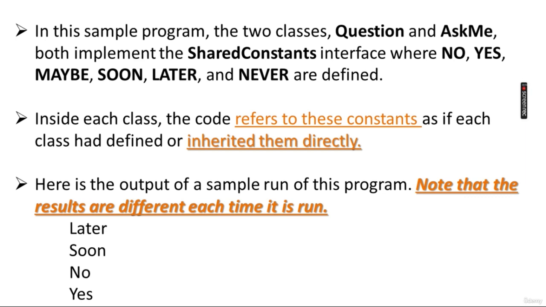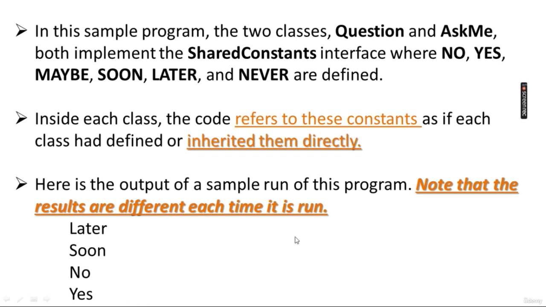In this program, the two classes Question and AskMe both implement the shared constant interface where no, yes, maybe, soon, later, and never are defined. Inside each class, the code refers to these constants as if each class had defined them directly. The constants are inherited from the interface, but the classes treat them as if they had created those variables themselves. Here is the output: later, soon, no, and yes.